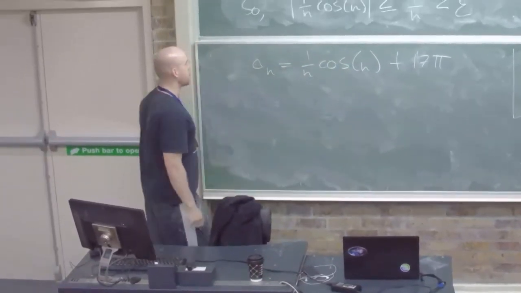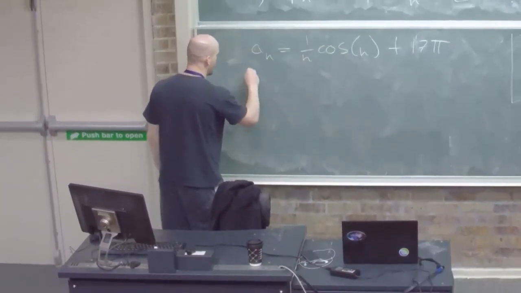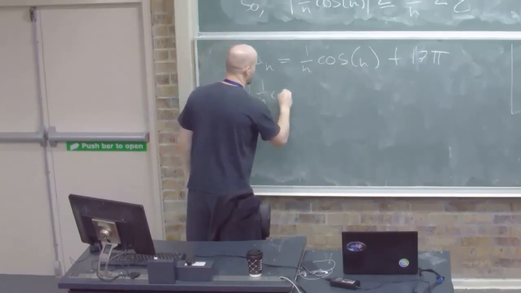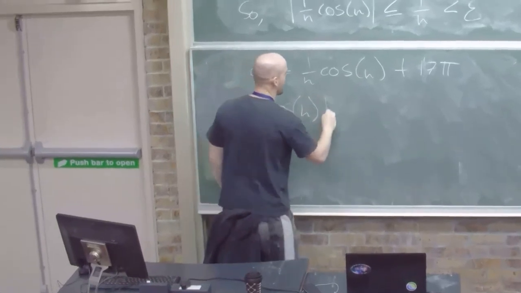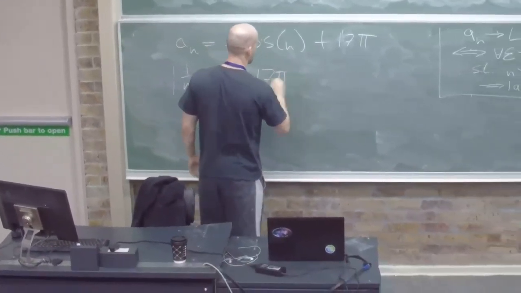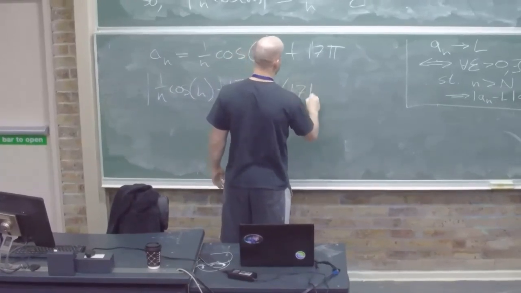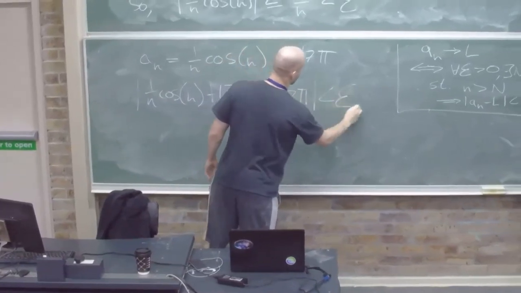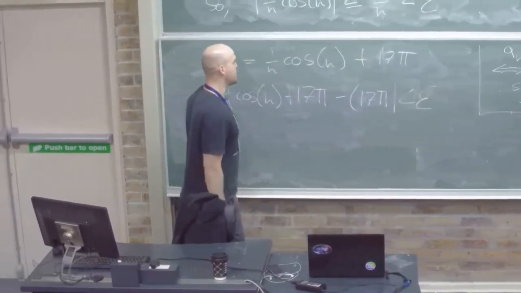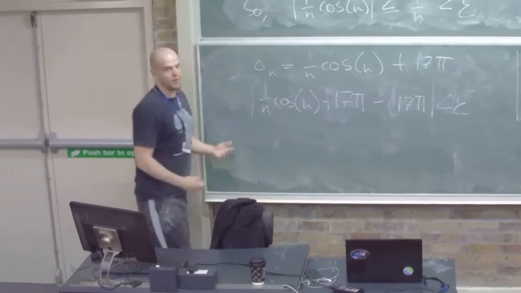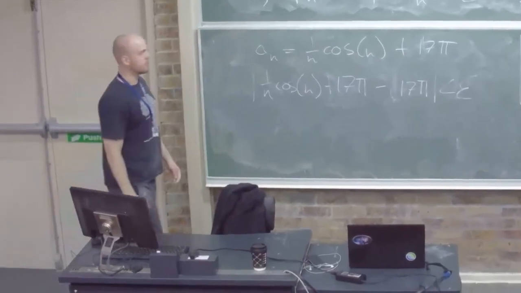Okay? And so what you'll do is you'll write 1 over n cos n plus 17 pi, and then you'll write minus, I suspect that if I subtract 17 pi, I'm going to be able to bound this by epsilon. I don't really need that bracket. And we'll find out that it does work. So that would be the most simple example.